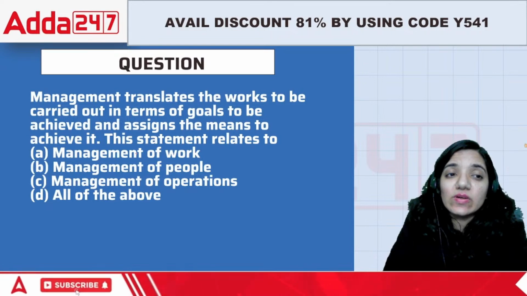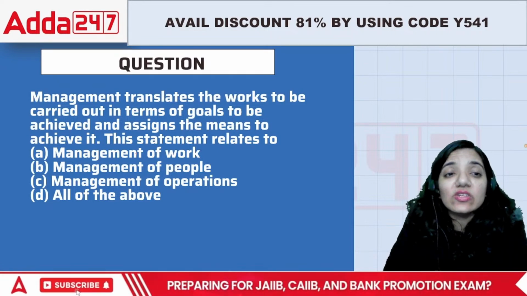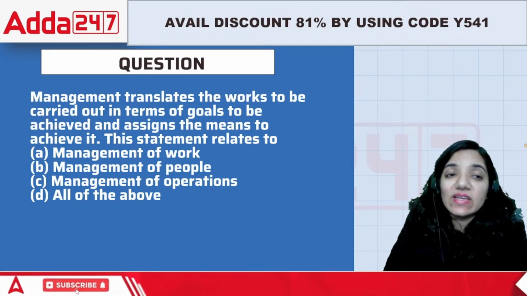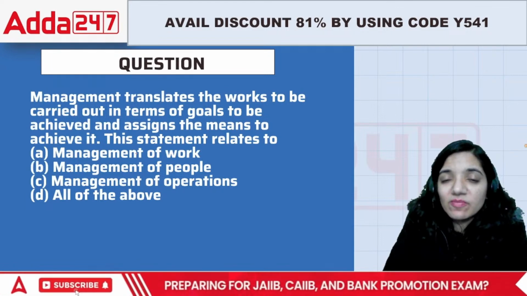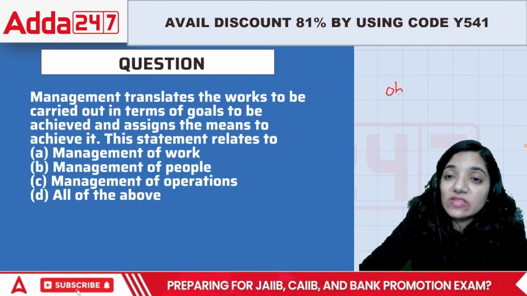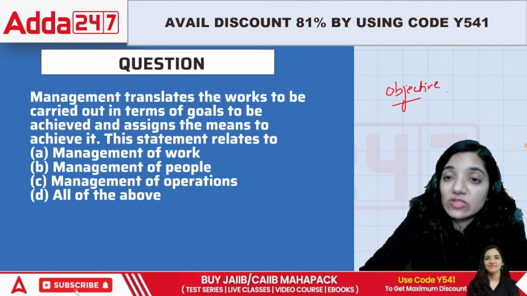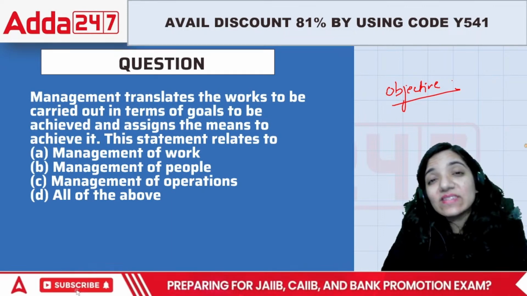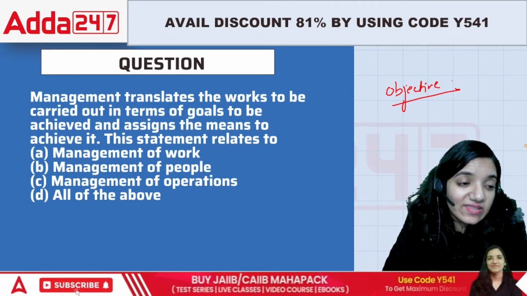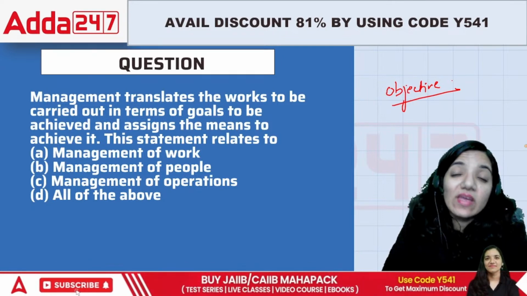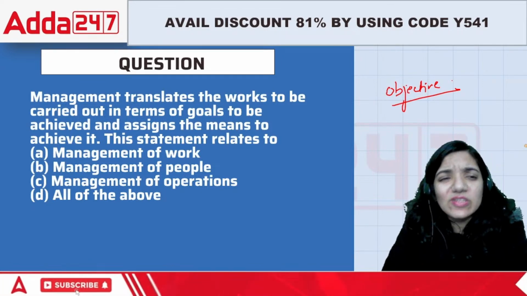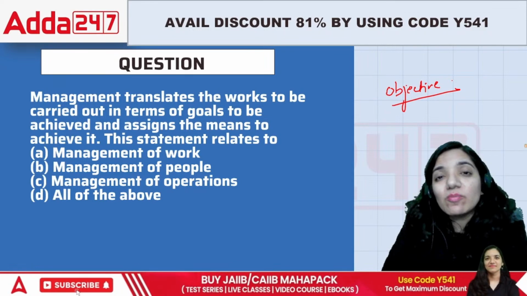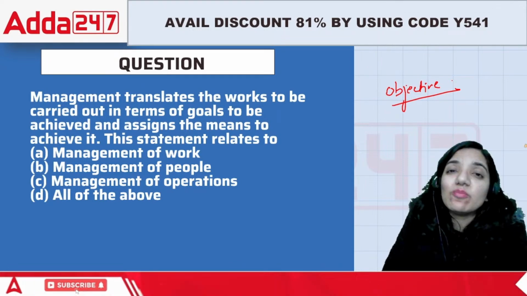Management translates the work to be carried out in terms of goals to be achieved and assigns the means to achieve it. This statement relates to... In this case, in terms of management, we have certain objectives now. The organization will have a specific objective. The question that we just did now is called a case study or descriptive question. These can be asked in the examination again, because in the CAIIB we always have case study based questions. So in terms of module A, you'll not get any kind of numericals, but you'll get such kind of questions in case they would like to check your concepts. So that is what you can prepare for in module A.